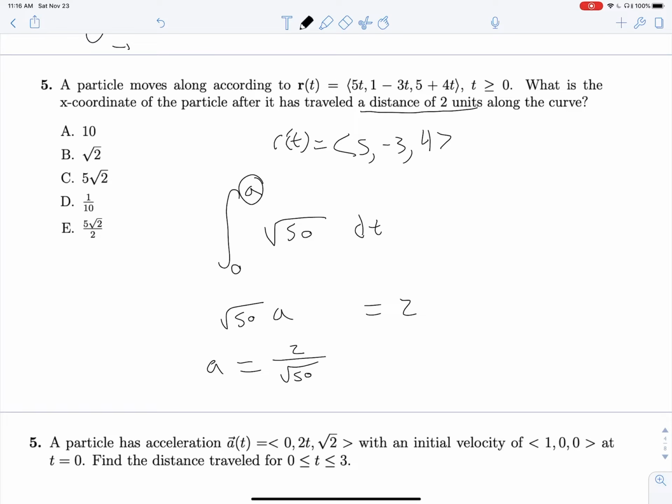And one of these answers should be equivalent to 2 over root 50. We just have to figure out which, because we can simplify this root 50 down. So root 50 is going to be 5 times 5 times 2, so we can replace this with 5 root 2.